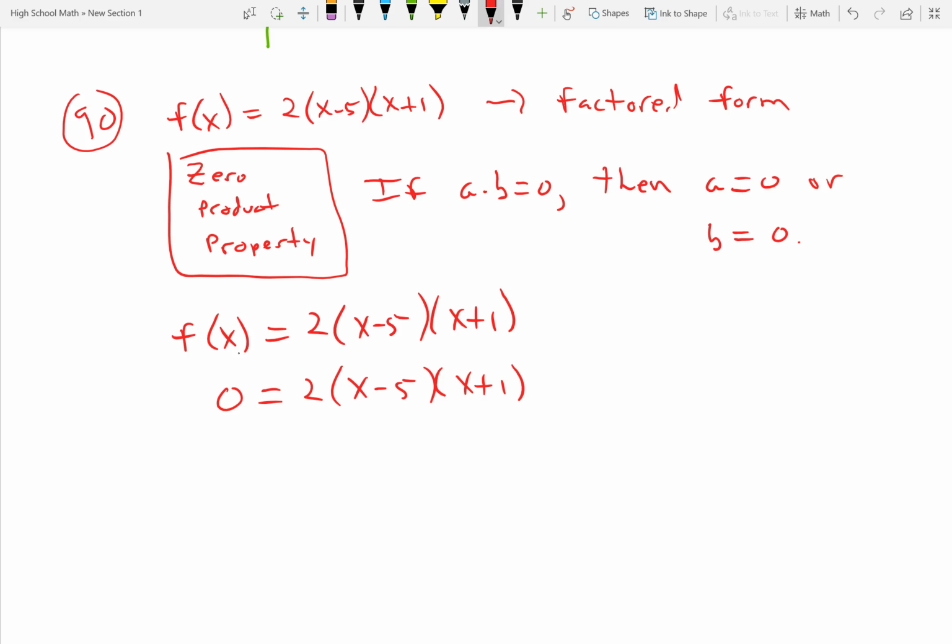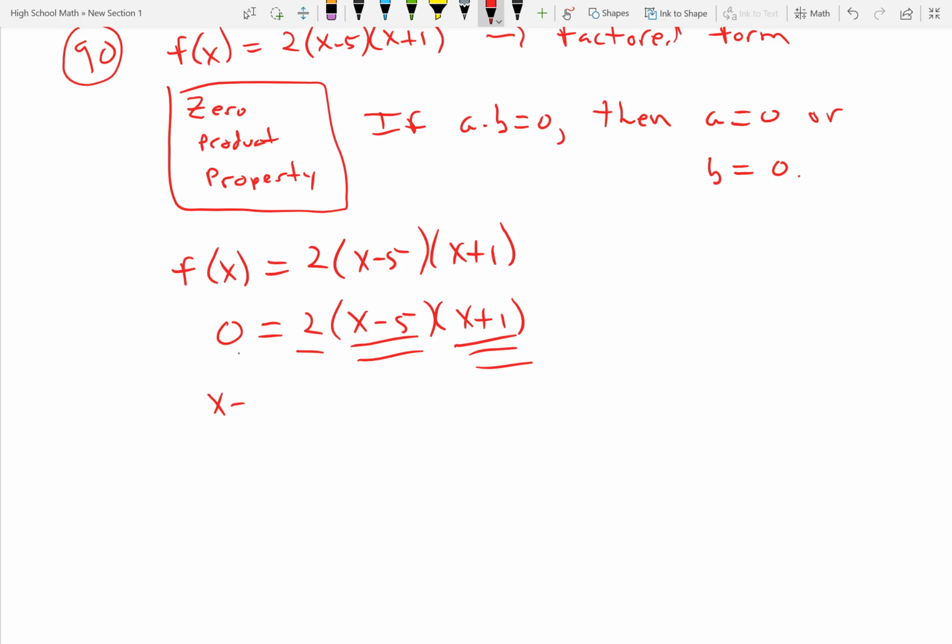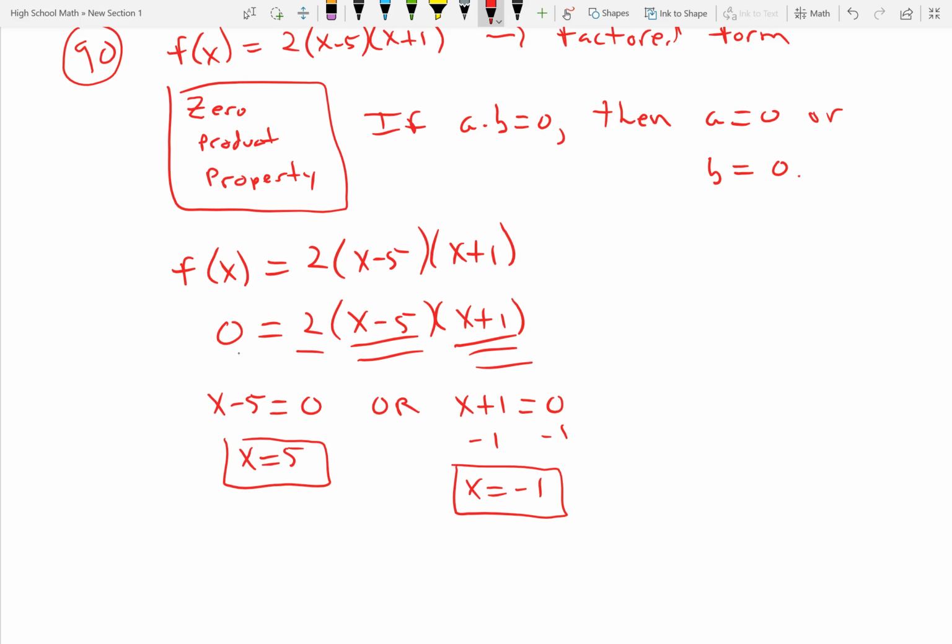So I have these three things multiplied. This times this times this must be equal to 0. So one of these guys must be equal to 0. Well, saying 2 equal to 0, that's nonsense. I'm going to set both of these other ones equal to 0. So x minus 5 equals 0, or x plus 1 equals 0. Here, solving for x, we get that x is 5. Here, solving for x, subtracting 1 on both sides, we get x is negative 1. These two values are called the zeros. Graphically, they are x-intercepts.